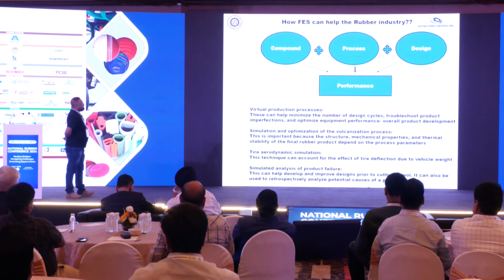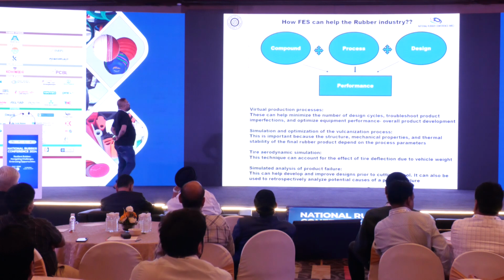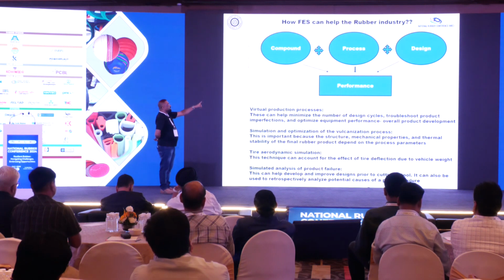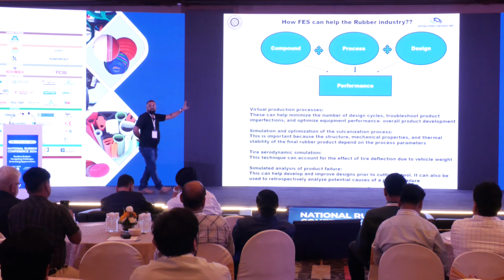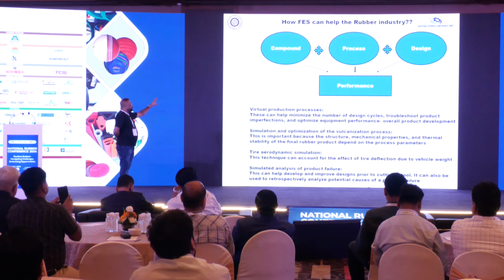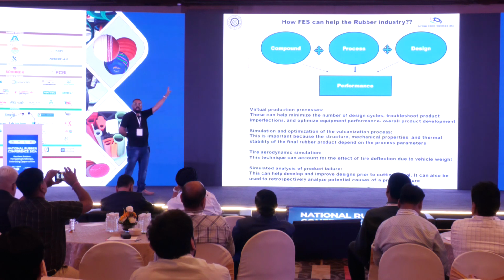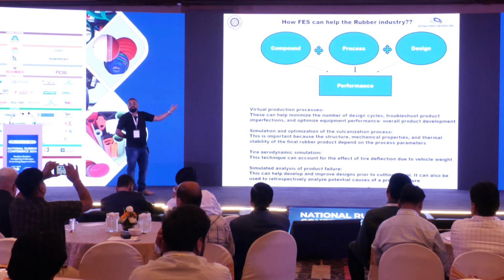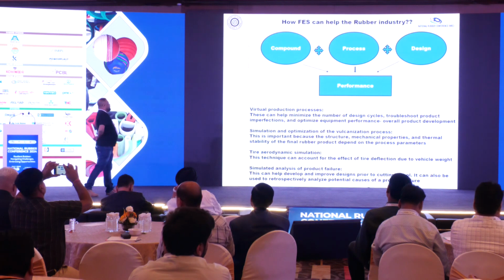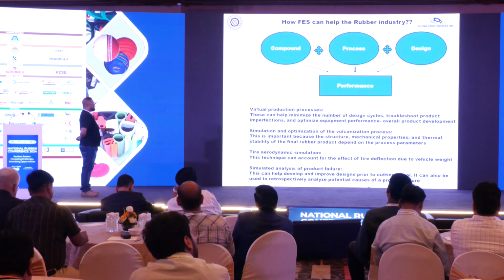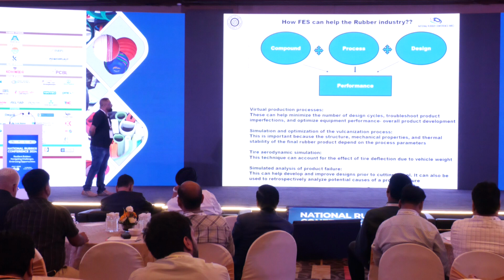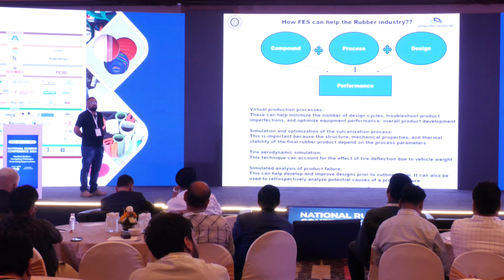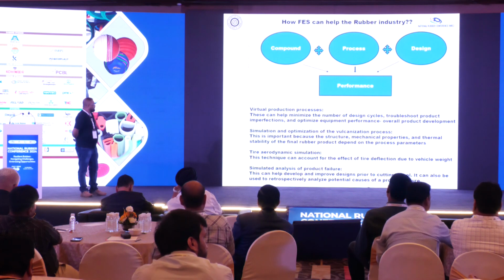Now if you want to account for the performance of a rubber compound, you need contributions from perfect compounding, perfect processing, and perfect design. Collectively all these give you the performance. Through this simulation process, you can have a good idea of all of this so that you can develop a better, sometimes the best, rubber product. These virtual production processes can help minimize the number of design cycles, troubleshoot product imperfections, and optimize equipment performance, so you get an overall product development with this process.